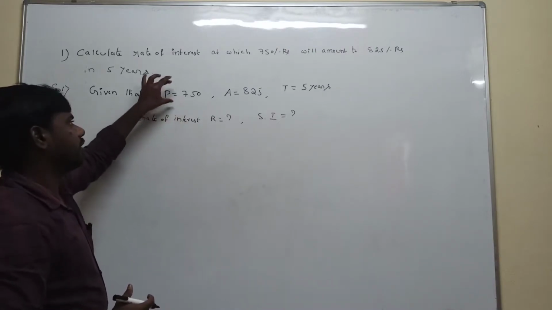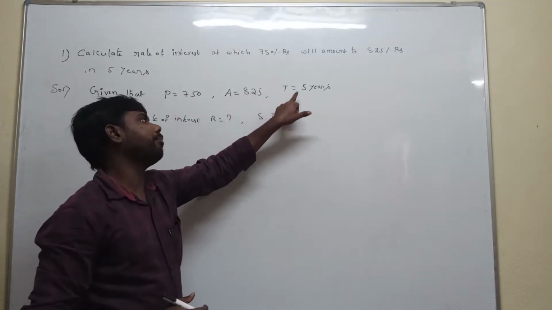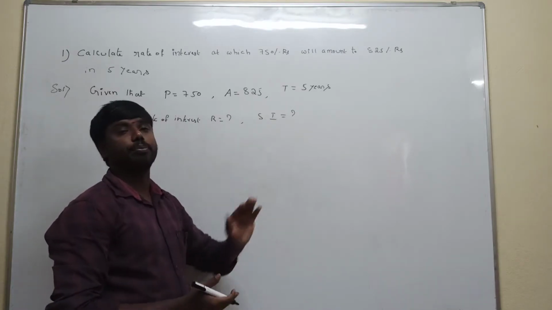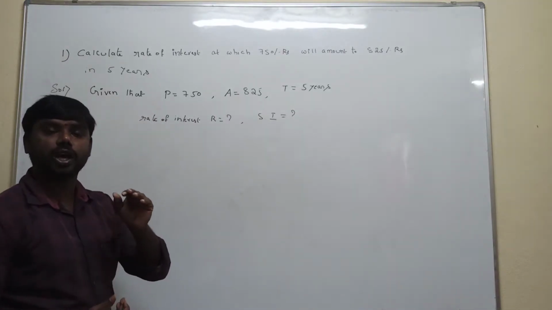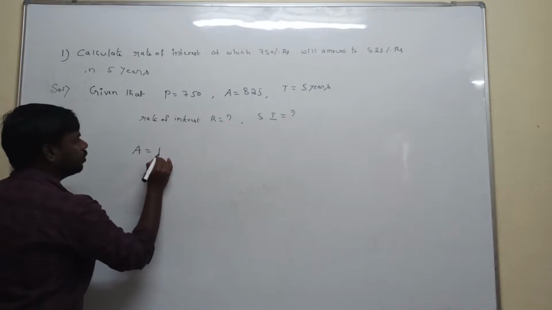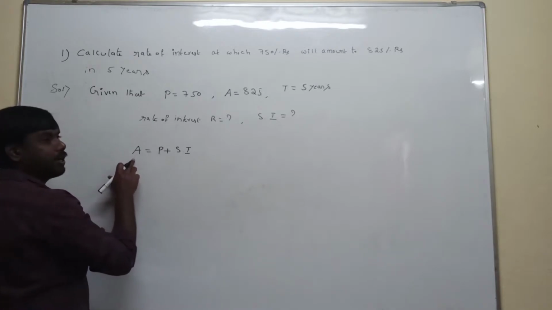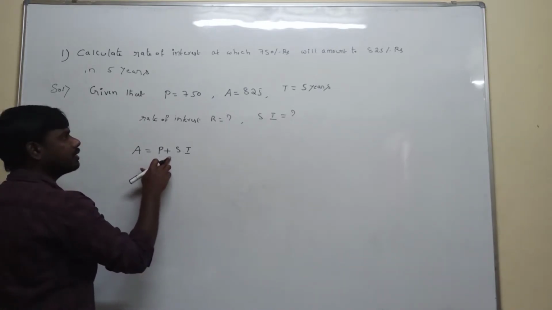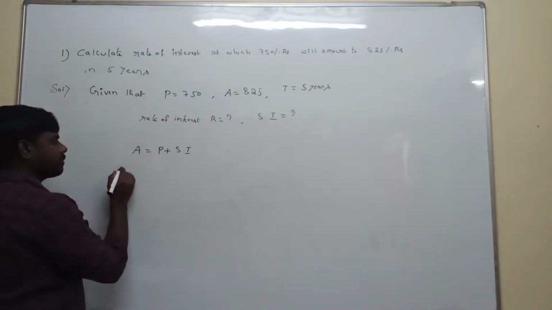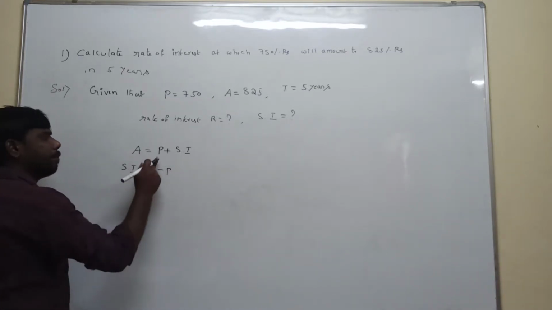Everyone understood? The given values are principal amount 750, total amount 825 rupees and time t equal to 5 years. We need to calculate rate of interest and also simple interest. Whenever amount is given, first we apply the amount formula. The amount formula is capital A is equal to P plus simple interest. First we need to calculate simple interest. That's why, class, P take this side, minus P. S.I. is equal to A minus P.